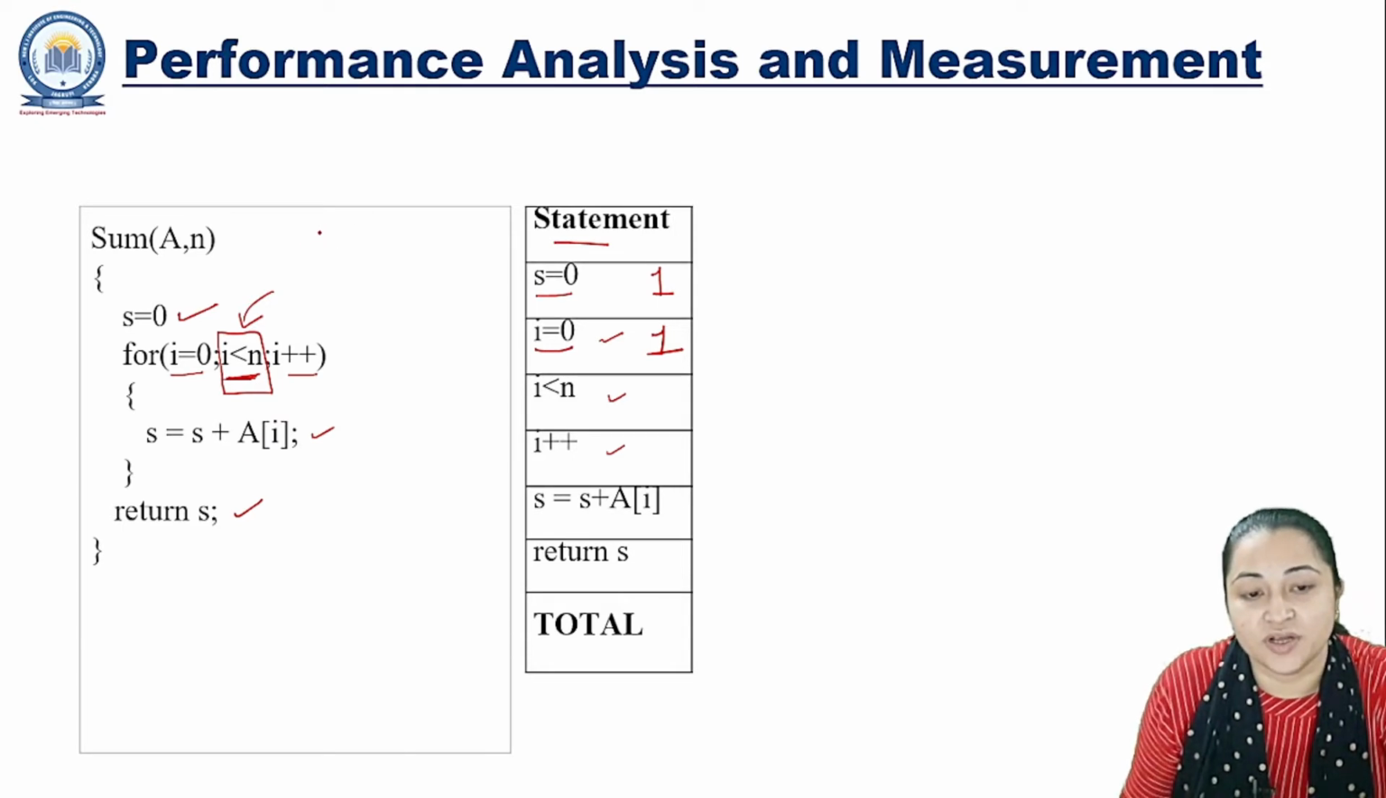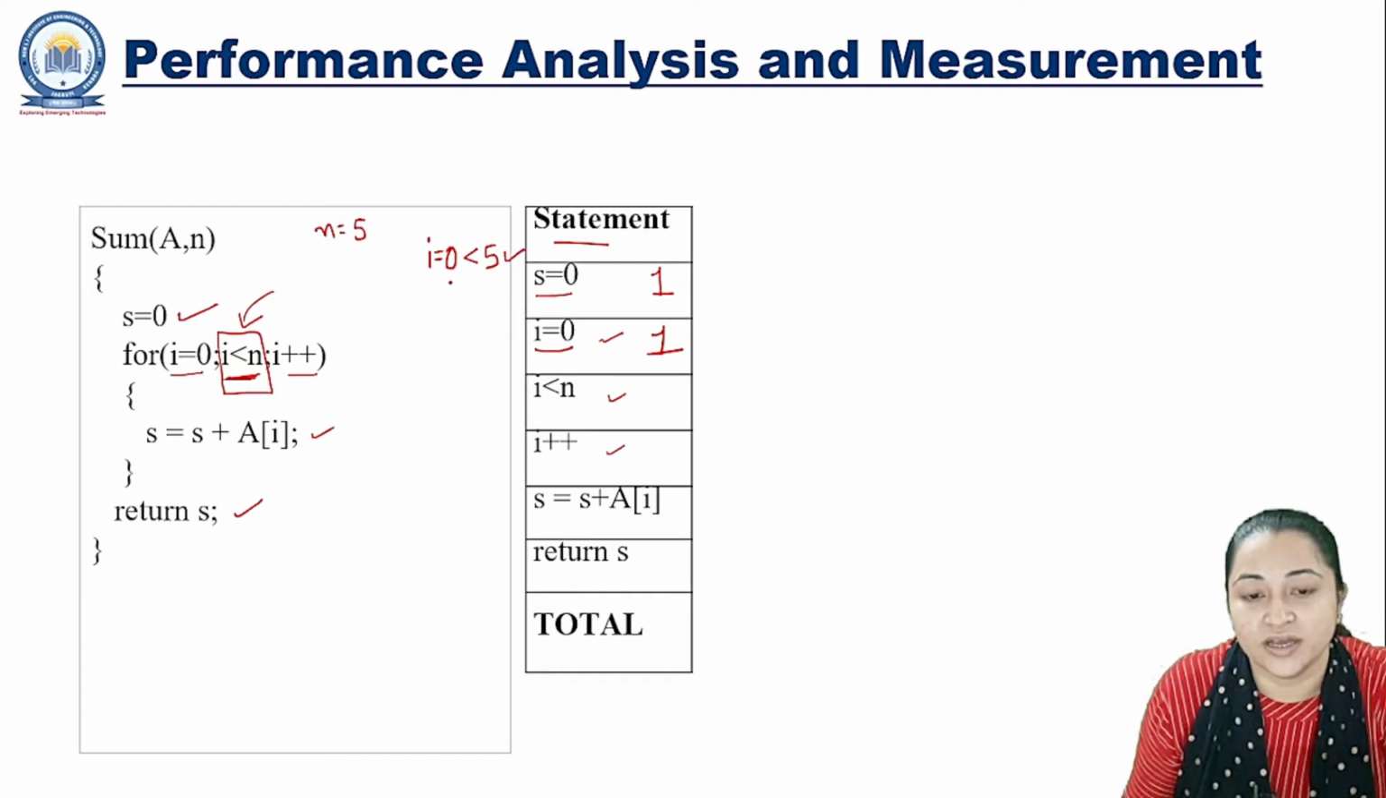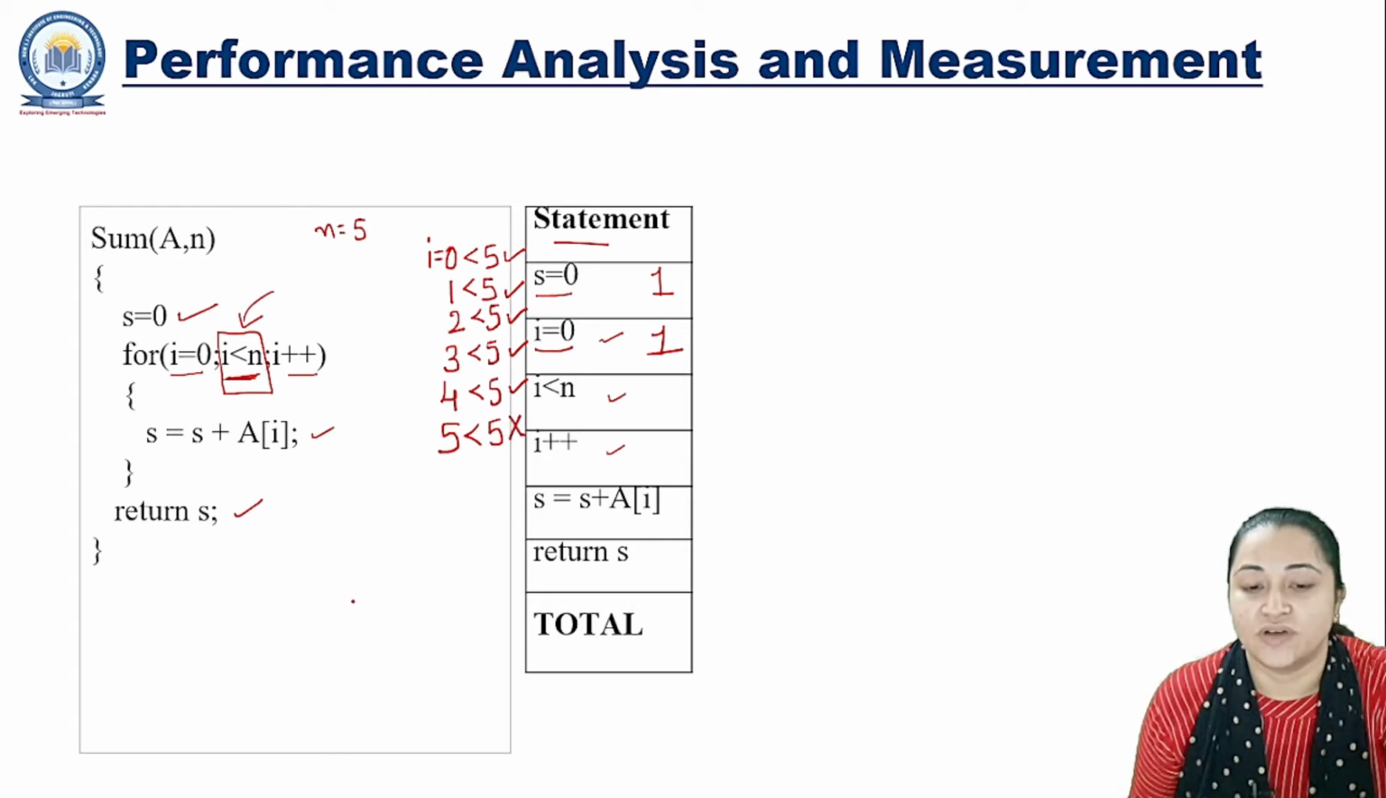Let's say we have a total of 5 numbers, so our n is 5. Suppose i starts with 0. First of all, we will check the condition. If i is less than n, the condition is true. Again, we will increment i by 1. Now we will check the condition. It's true. Increment i by 1. Compare i and n. Condition true. Again the condition is true. Now i will be incremented by 1 and will become 5. Now we will check if 5 is less than 5 or not. No, 5 is not less than 5.